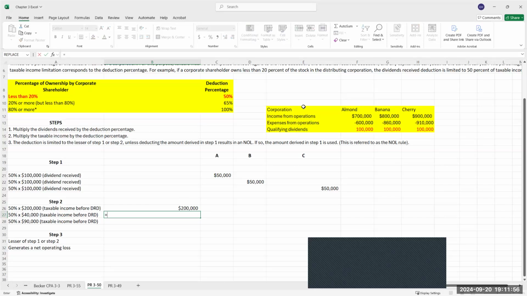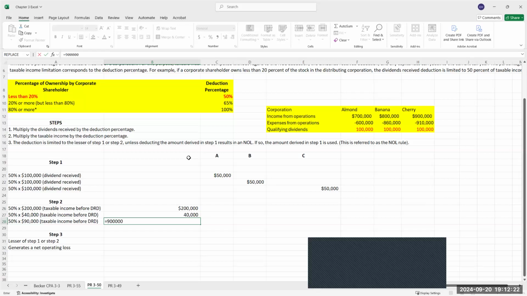We do the same thing for Banana. There's income of $800,000. We subtract the expenses from operations of $860,000, and we add the $100,000 of income for dividends received. That gives us taxable income before dividends received of $40,000. We do the same thing for Cherry.